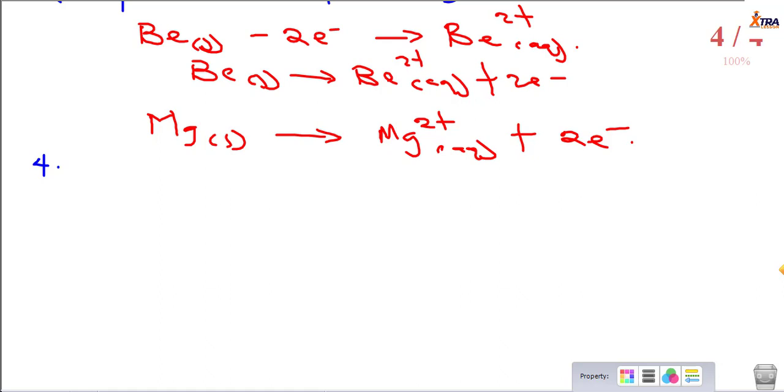But now let me ask you, if you have 2 elements A and B, an atom of element A has 1 valence electron, and an atom of element B has 2 valence electrons. Now, which of them do you expect to lose electrons most readily? The atom with 1 electron, or that with 2 electrons? Of course, the one with 1 electron, because it is easier to lose 1 electron than losing 2.